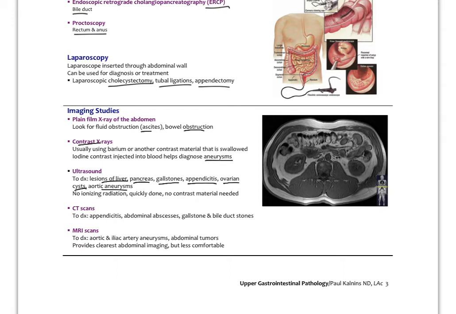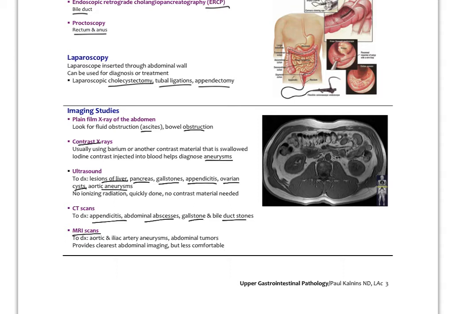CT scans would look for appendicitis, would look for abdominal abscesses, look for gallstones, bile duct stones, give you better resolution. This does involve radiation, and depending on where in the body, it can be 100 up to 200 times the dosage of a normal chest X-ray. So this can be a concern. We have to certainly look at upper limits in terms of how frequently we can use a CT scan.